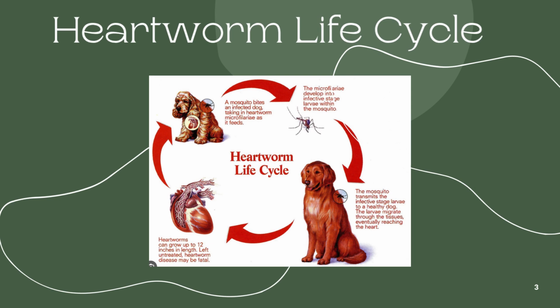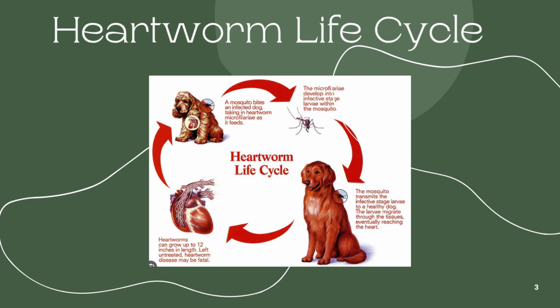Alright, so we're first going to talk about the heartworm life cycle, and I've included a diagram down here to further show what's happening in this cycle. So the first step here is a mosquito bites an infected dog and ingests the microfilaria during the blood meal. So this dog already has contracted heartworm disease, and this mosquito now bites it and then carries that heartworm disease with it in the form of the microfilaria.